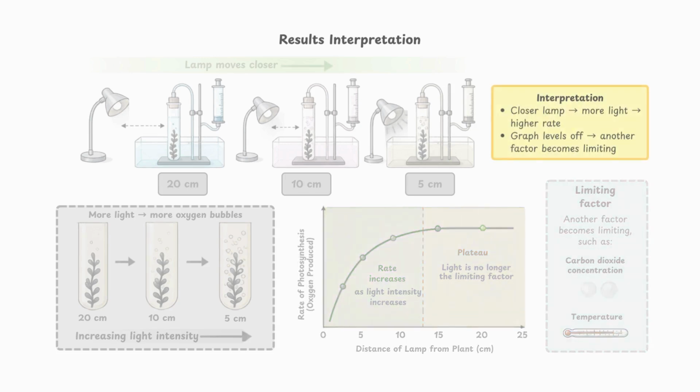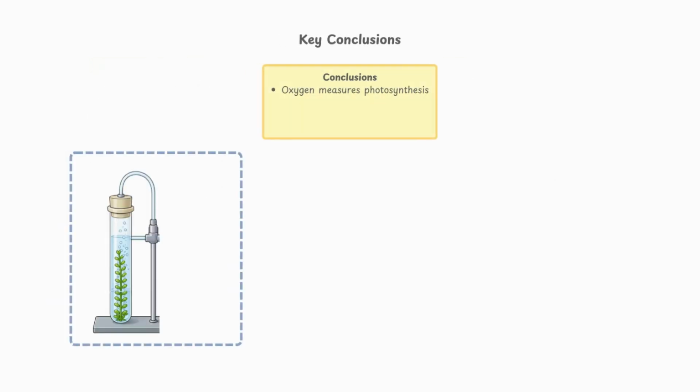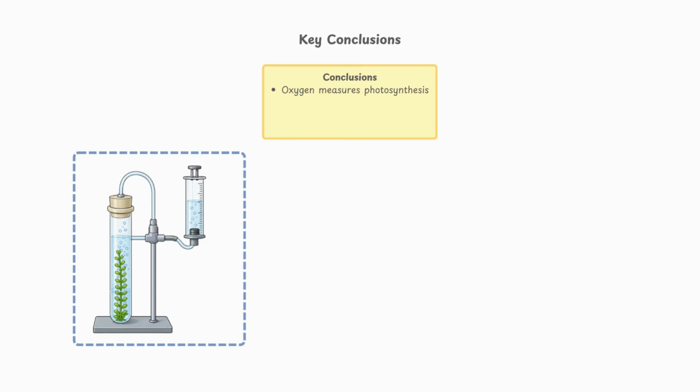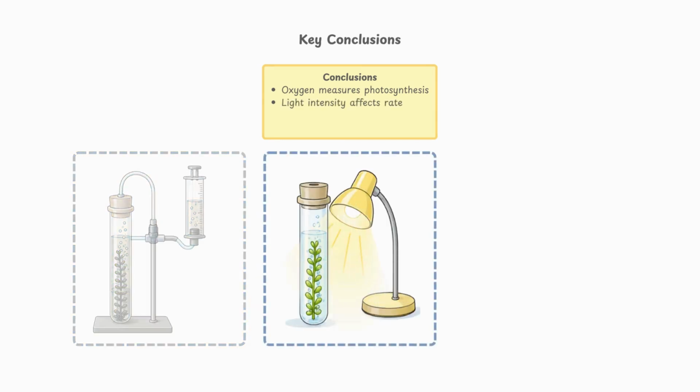So the key idea is this: moving the lamp closer increases oxygen production at first, but eventually the rate stops increasing because another factor becomes limiting. In conclusion, oxygen production is used as a measure of the rate of photosynthesis. Increasing light intensity increases the rate of photosynthesis, but only until another factor becomes limiting.